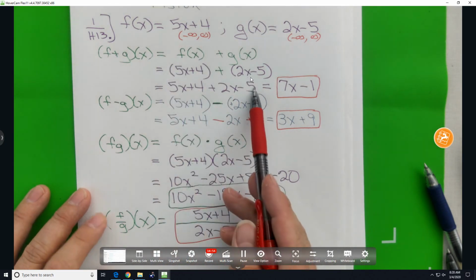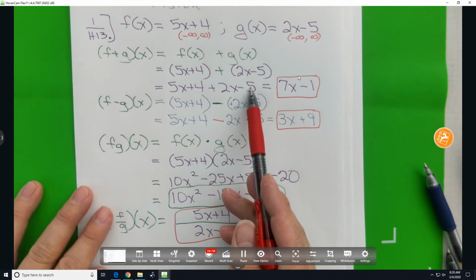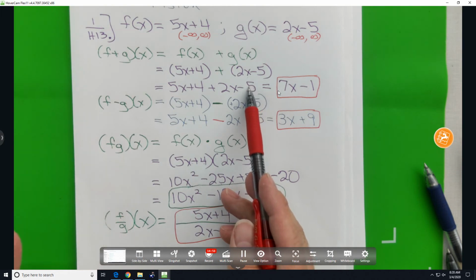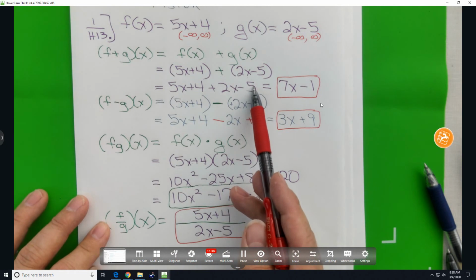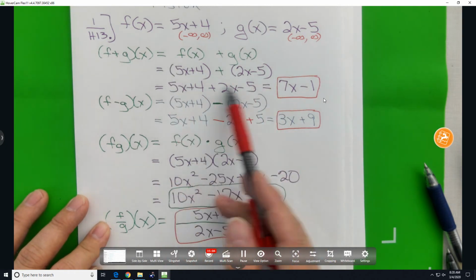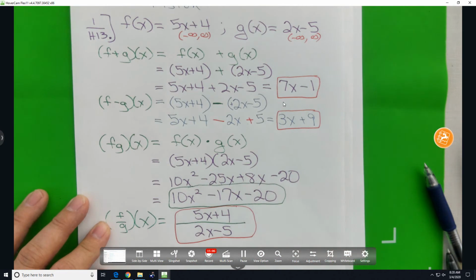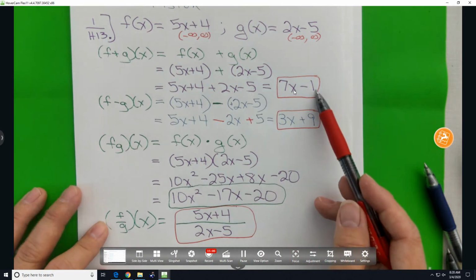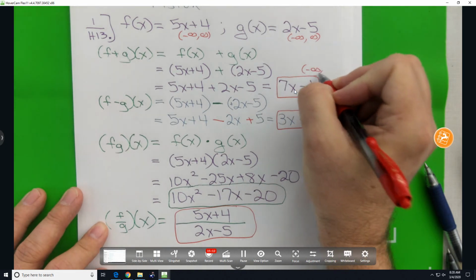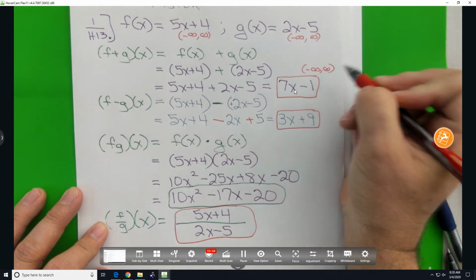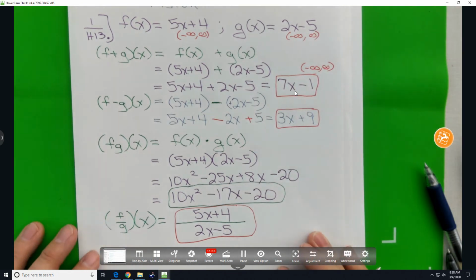For F plus G, I don't see any square roots, so I can't get imaginary numbers. I don't see any fractions, so I can't get undefined results. Once I see that none of those things appeared throughout the work, what do I conclude the domain of f plus g is? That's a linear function, a diagonal line. The domain, all real numbers.